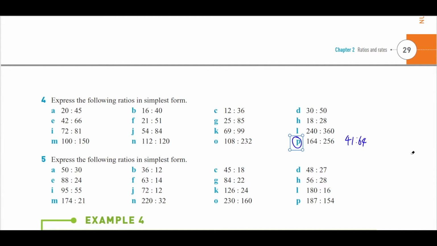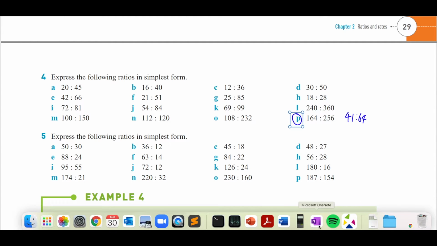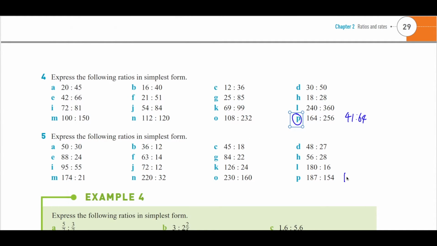Okay. All right. So that's pretty easy. You can just do the same for all these other questions. So 187 to 154, just 187 divided by 154. In fact, doing a lot of these will become pretty boring, but 17 to 14. So right, 17 to 14. That's your answer. So pretty easy, right? That's how you express the ratios in simplest form.